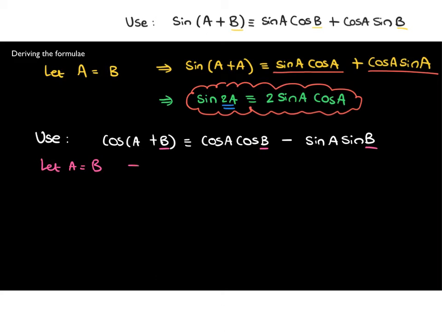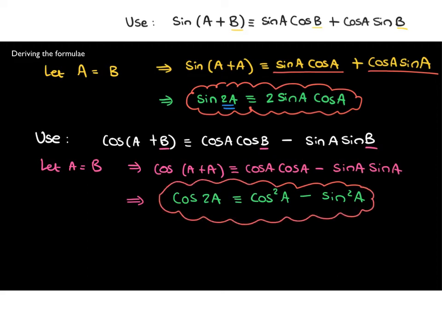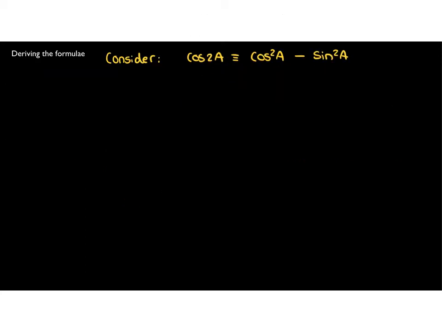Now, this then gives me cos A plus A is equivalent to cos A cos A minus sine A sine A. So what does this give me? This results in cos 2A is equivalent to cos squared A minus sine squared A, which is another double angle formula, but this time for cos 2A.